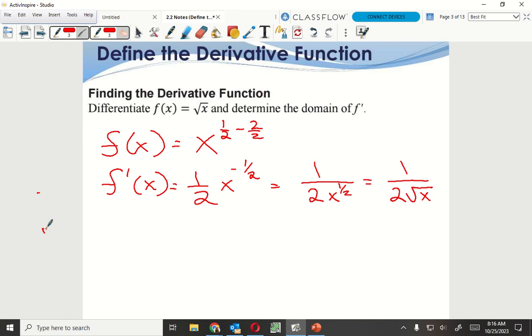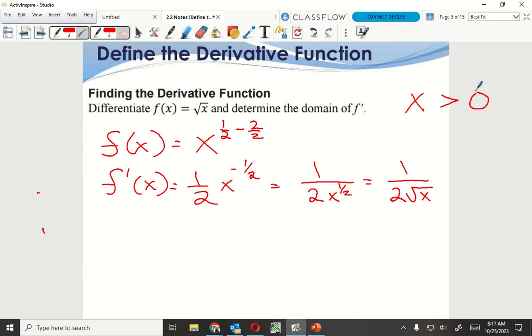Nope. This radical right here in the bottom. It's important. What can I not have inside a radical? What numbers can I not have there? I cannot have negative, right? So because of that, I know that my x has to be greater than what? Greater than 0, right? Okay, it has to be greater than 0 because there is a square root there.